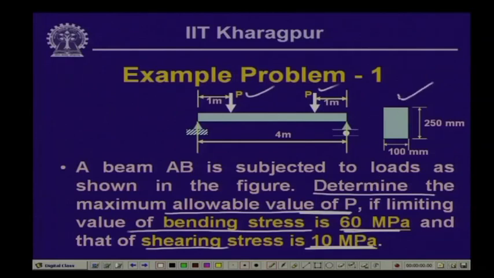Now, please note over here that you will have to find out the maximum value of P in such a way that the bending stress does not exceed the allowable limit and consequently the shearing stress also does not exceed the allowable limit. So, you will have to satisfy both criteria, and satisfying both, you will have to prescribe how much load you can apply in this particular form, so that the stresses are not exceeded.